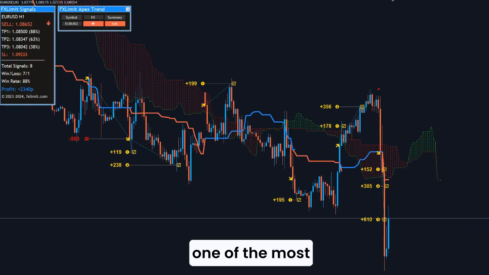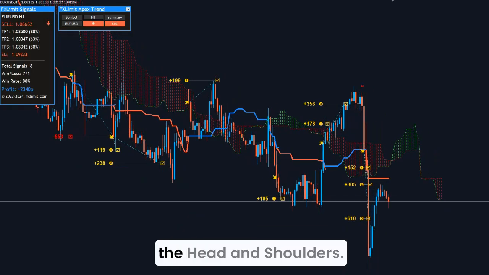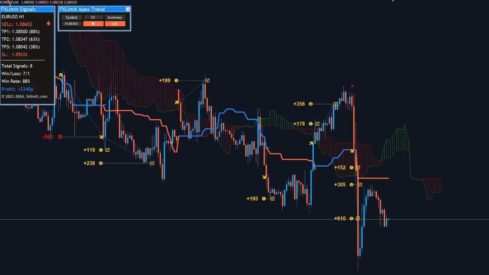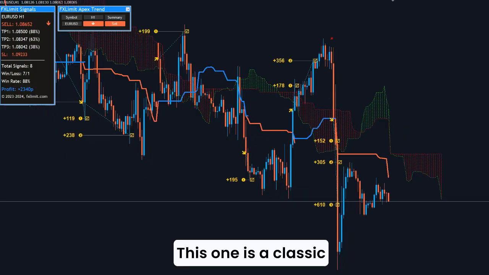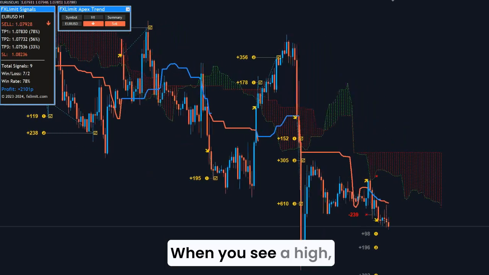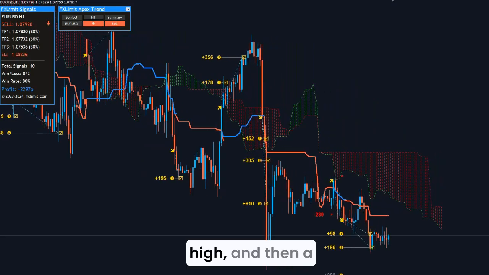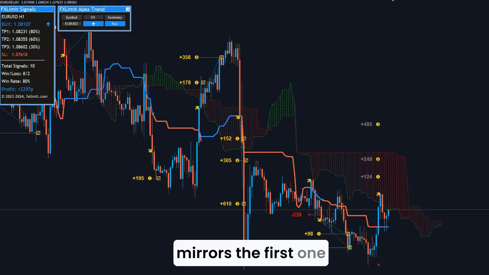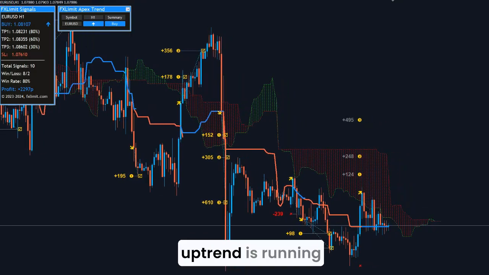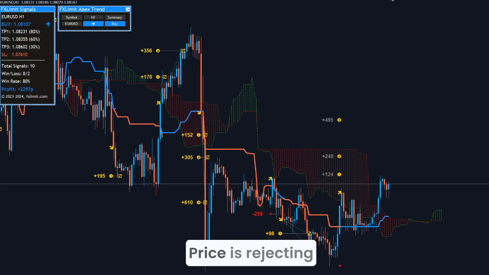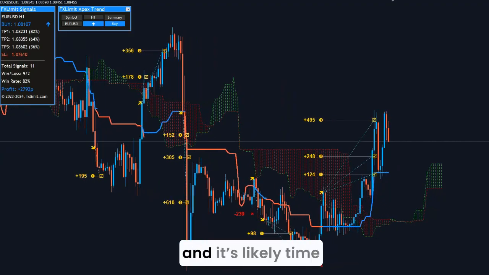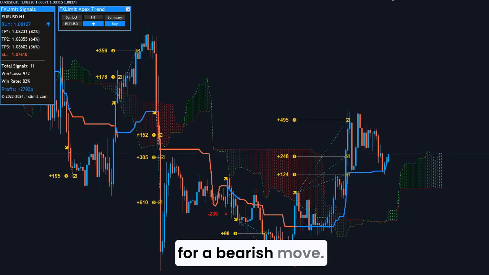Let's start with one of the most recognized patterns, the head and shoulders. This one is a classic reversal pattern, when you see a high followed by a higher high and then a lower high that mirrors the first one. It's telling you the uptrend is running out of steam. Price is rejecting higher levels, and it's likely time to prepare for a bearish move.